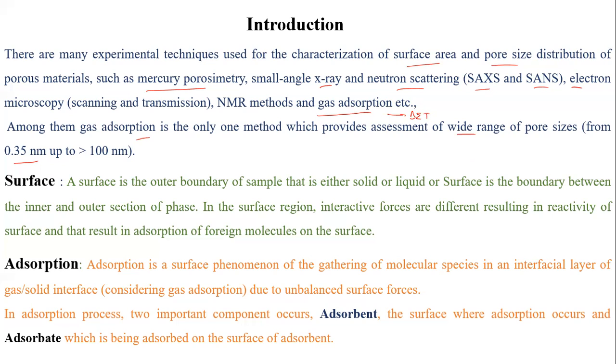Now, before going to actually see what we do in BET, let's try to regain some concept of surface. So what is surface? Surface is actually the outer boundary of the sample, whether it is a solid or a liquid. Or we can say it is the boundary between the inner and outer section of any phase. So this is where actually our BET works. BET actually works on the surface of the material.